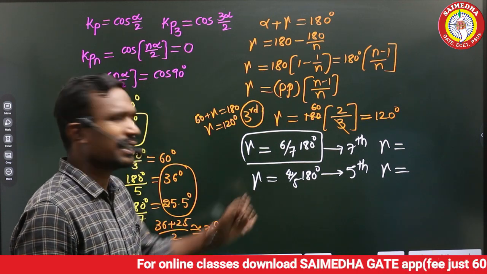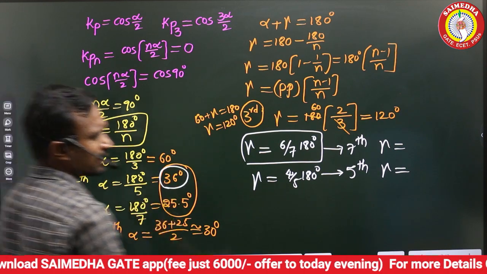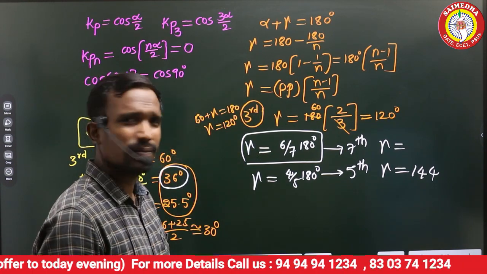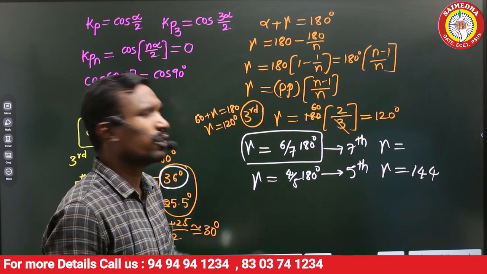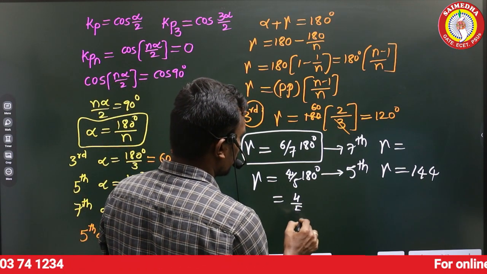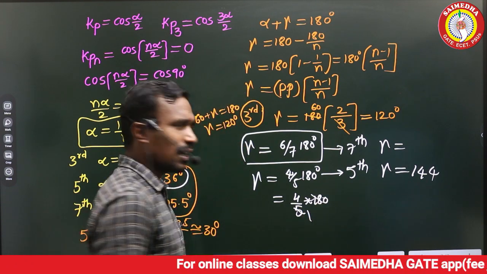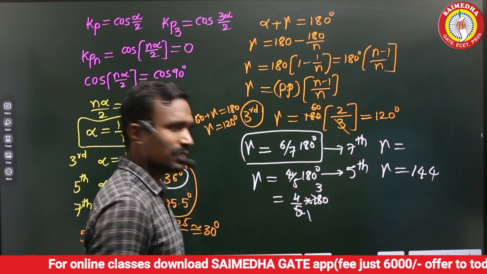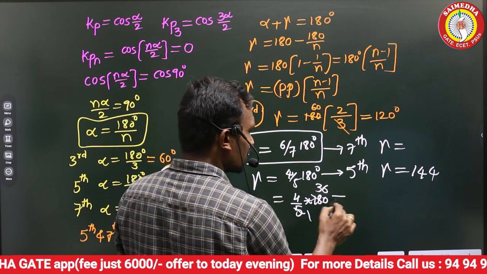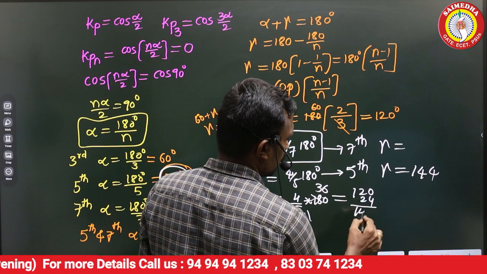We can calculate here. To eliminate 5th order harmonics, alpha is 36, then gamma is 144 degrees actually. Very simple, this should be equal to 144. Once try to calculate: 4 out of 5 multiplied with 180 degrees. 5 threes are 15, 30, 5 sixes are 30. Then what is the answer? 4 times 30 is 120, 4 sixes are 24, which is equal to 144.